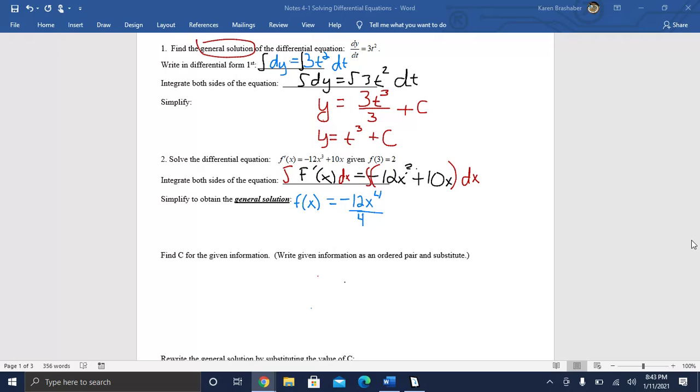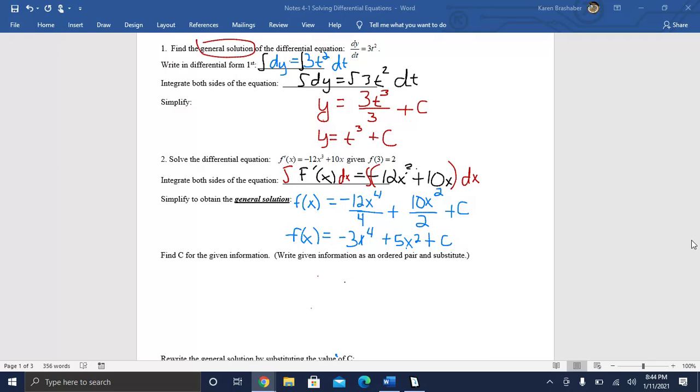And then we'll integrate the next term with the power rule. So 10, and then x, we'll add 1 to the exponent, so that will be squared. We'll divide by that 2. And then remember, plus c. And simplify. So f of x would be negative 3x to the fourth, plus 5x to the second, plus c. And then now you'll find c using your given information.